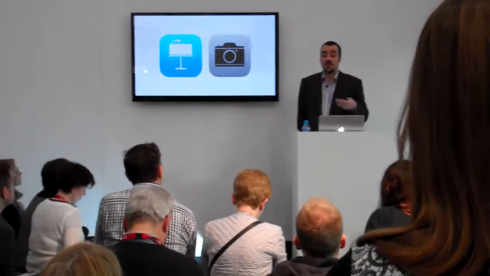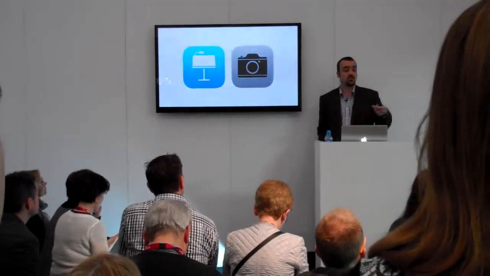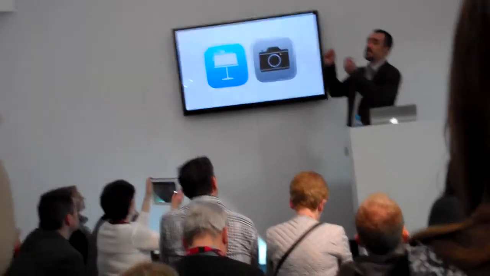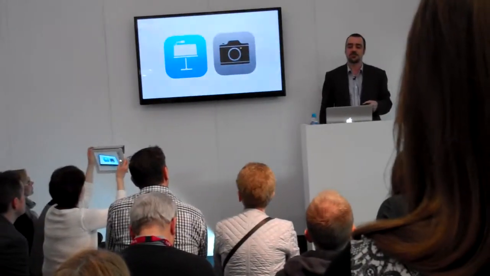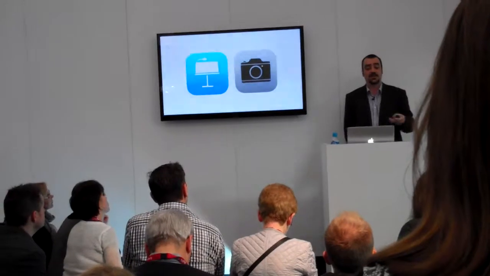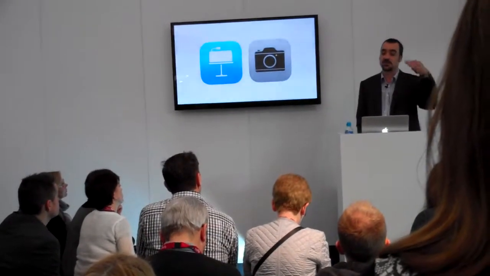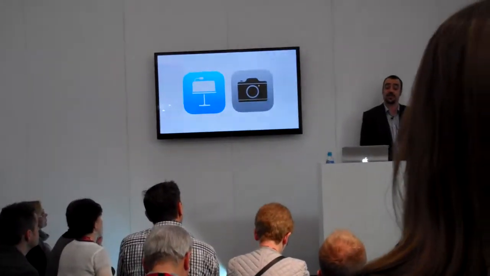And so the first thing the students did was walk around the school with their iPads, taking pictures of interesting angles that they saw around the school. And then they imported one of those images onto a slide, each in Keynote.